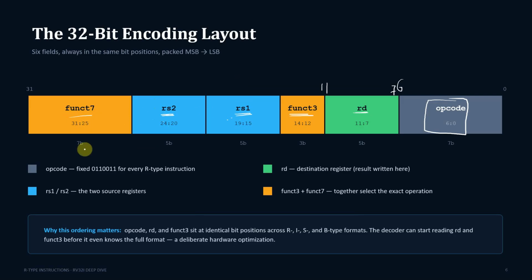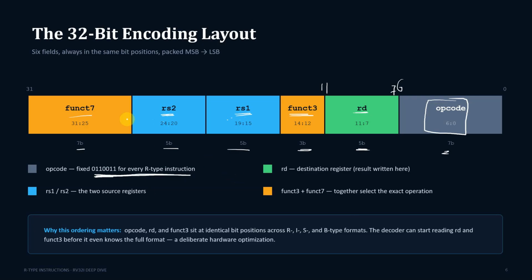Function 7 is 7 bits, RS2 and RS1 are only 5 bits each, function 3 is 3 bits, the destination register is 5 bits, and the opcode is 7 bits. For all R-type instructions, the opcode is fixed. This is the opcode for all my R-type instructions. Depending on this opcode, we decide whether it is an R-type instruction or an I-type instruction and so on.